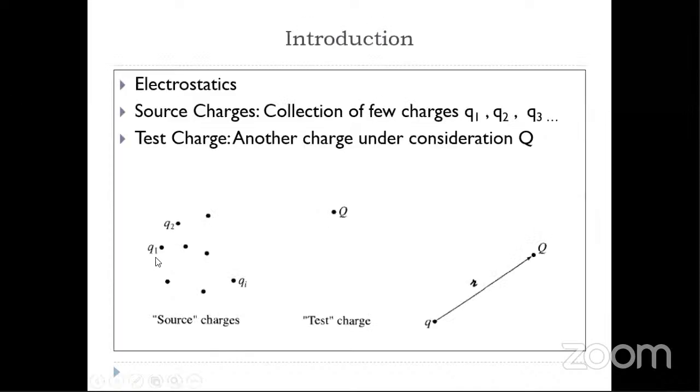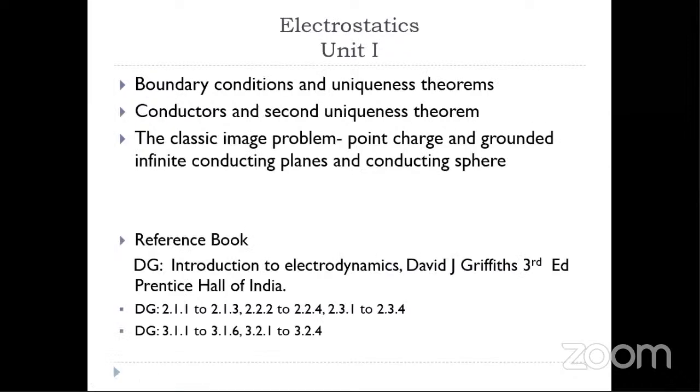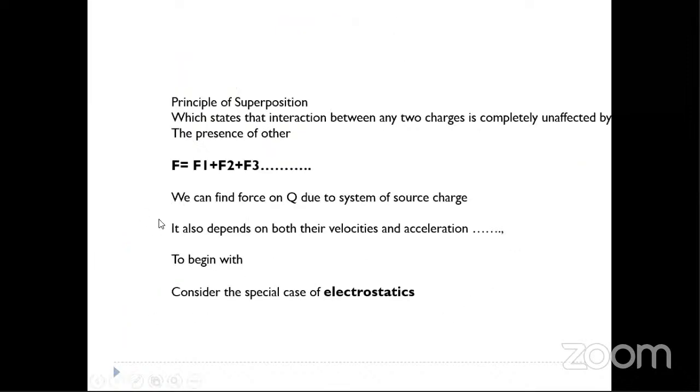So, when Q1 and capital Q interact with each other, this interaction is independent of whether Q2 is present, whether Q3 is present, or whether Qi is present. Interaction between Q1 and capital Q is independent of the presence of charges around. And therefore, typically, what is F1? F1 is the force between Q1 and test charge capital Q. What is F2? F2 is the force between charge Q2 and test charge capital Q.